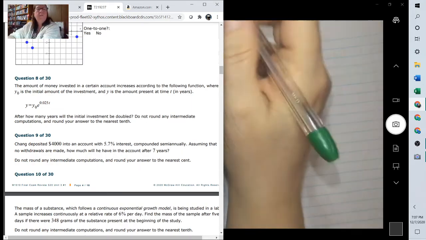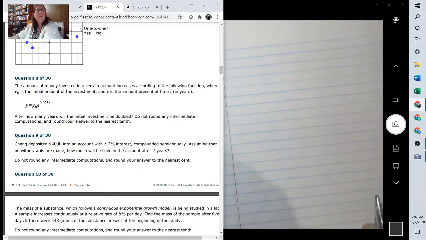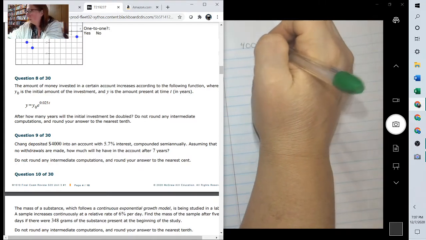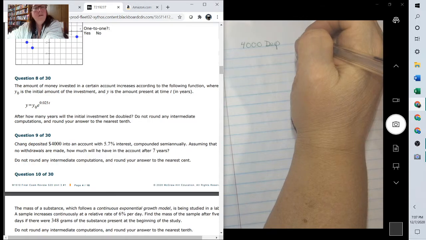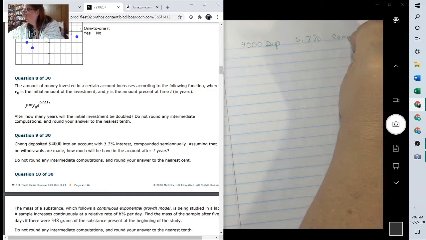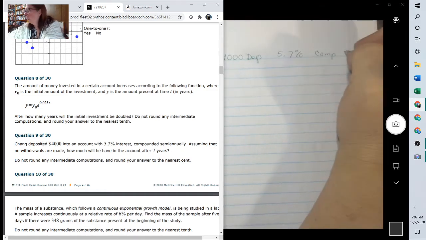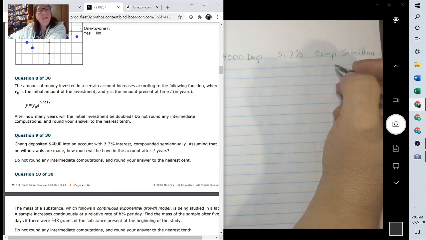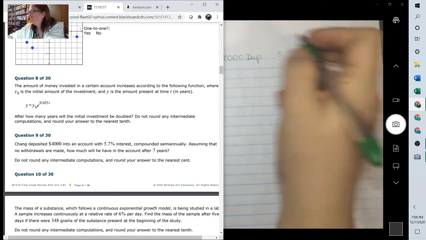Number 9. Chang deposited $4,000 into an account with 5.7% interest rate compounded semi-annually. Assuming that no withdrawals were made, how much will he have in the account after 7 years?